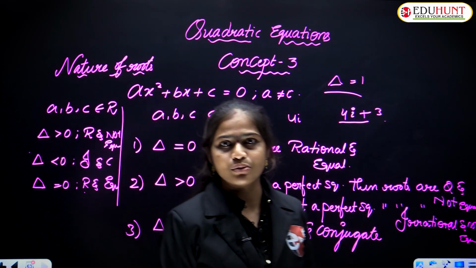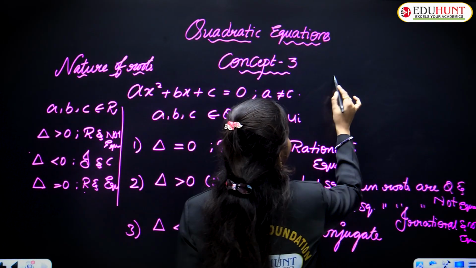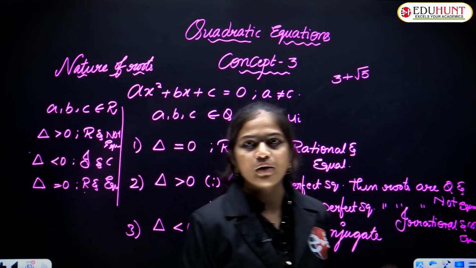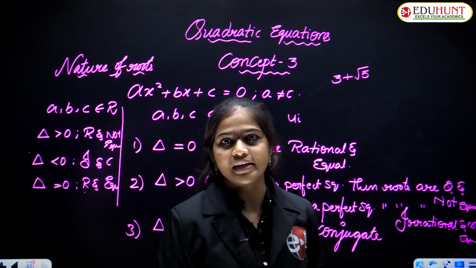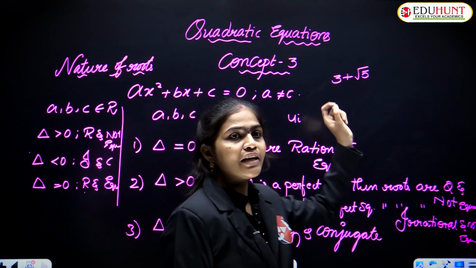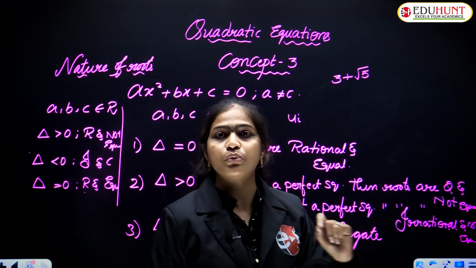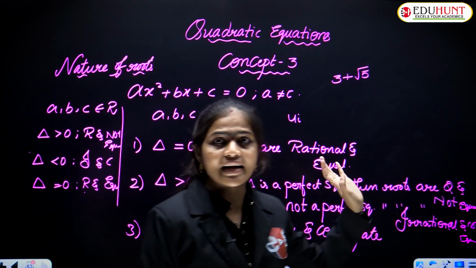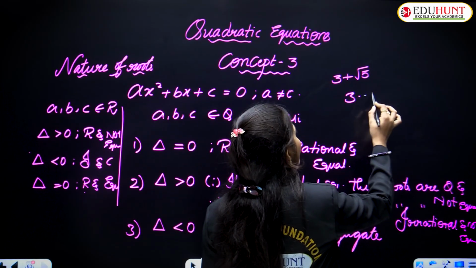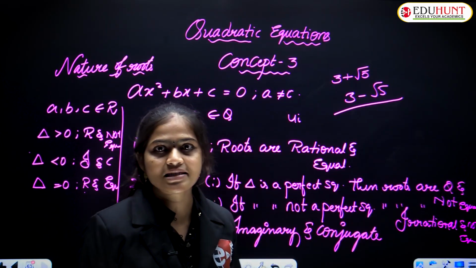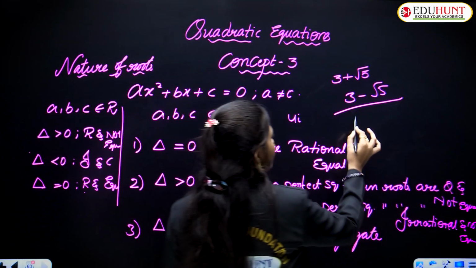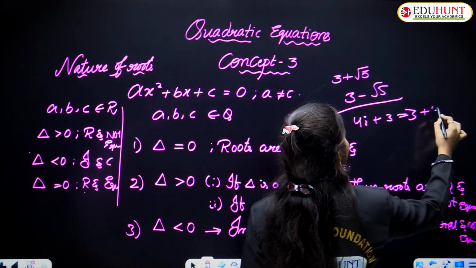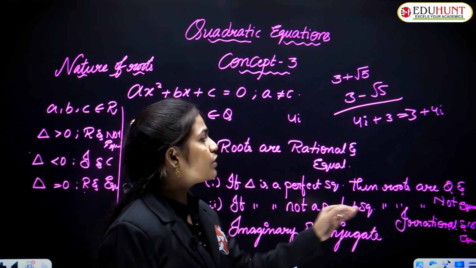So what about conjugate roots? For example, 3 plus root 5 is one of the roots of a given quadratic equation. What is the other root of this quadratic equation? If they ask to find the other root, we can easily write its conjugate root. Here the positive sign is there, so its conjugate root is 3 minus root 5. And if the root is in the form 4i plus 3, we can write it as 3 plus 4i also. So what is the other root here?